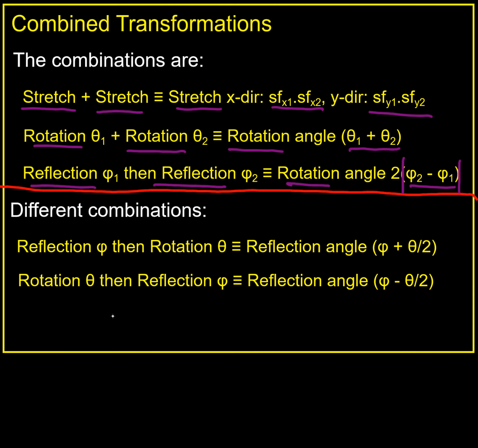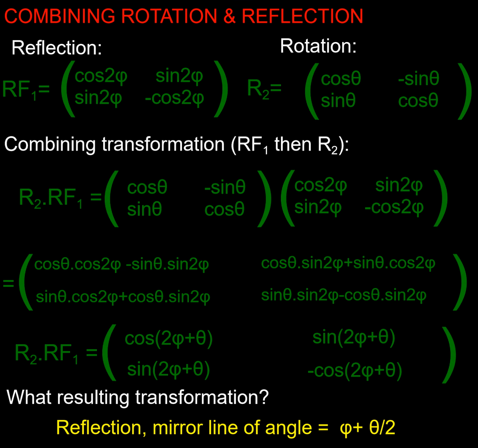What we're going to do in this video is start thinking about what happens when I get a reflection and a rotation. I do it in different orders. What am I going to get? Okay, here we go. So I'm going to apply reflection through angle phi and a rotation through angle theta. And I'm going to be applying the reflection first, so that'll be on the right hand side because I'm working right to left. Multiply it out.